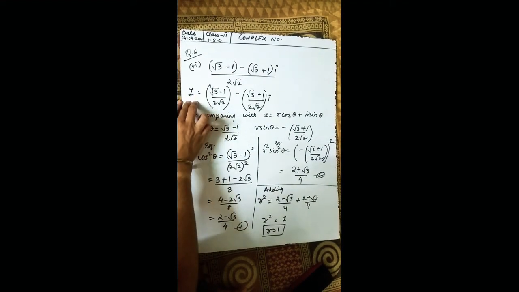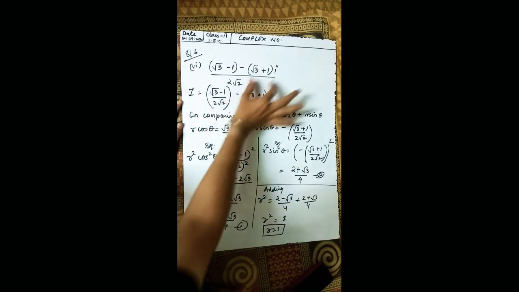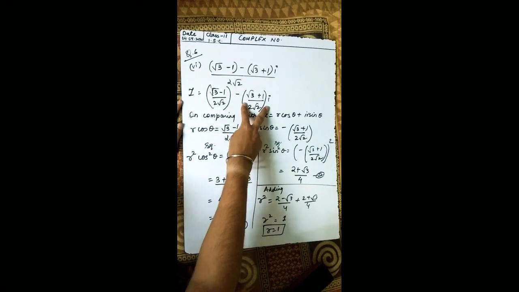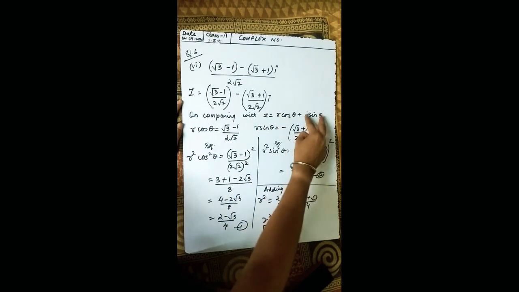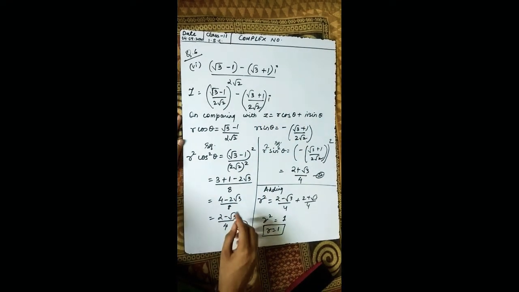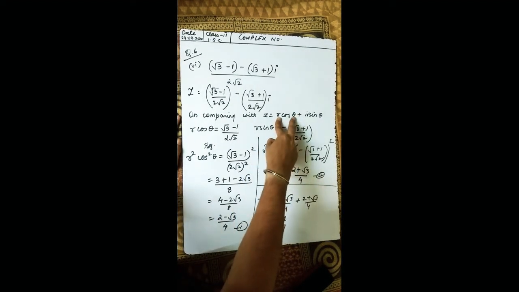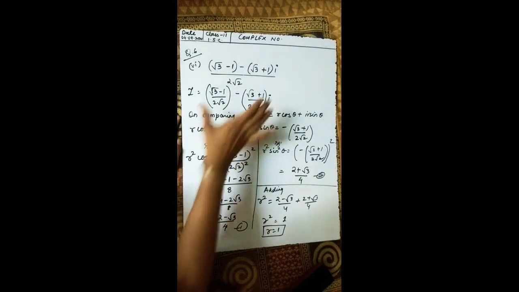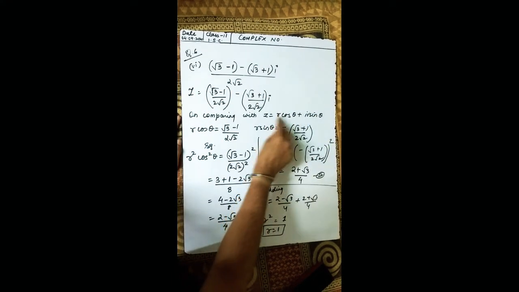Let us consider z is equal to this, and I have separated (√3 − 1)/(2√2) and (√3 + 1)/(2√2), the real part and the imaginary part. On comparing this with z = r cos θ + i r sin θ, why will we compare? Because we need to find the value of r as well as θ to mold it into the polar form. This is called the polar form and this is called the general form. So from general to polar, we need r and θ.